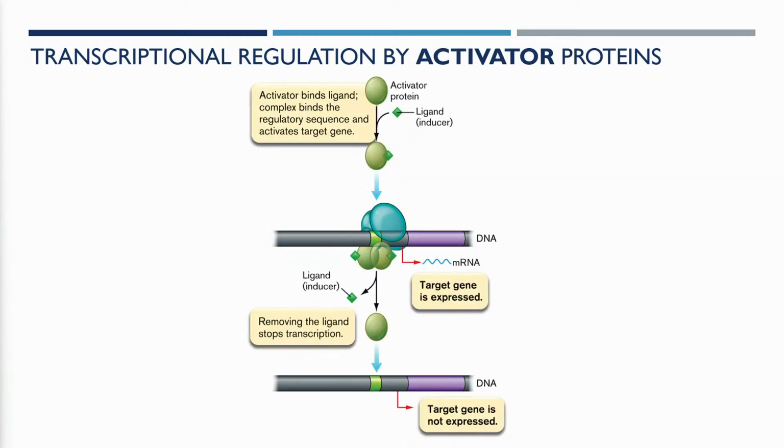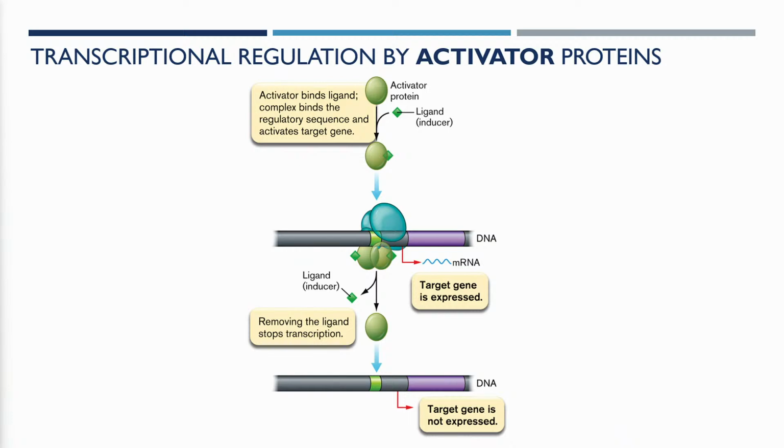Okay, so now we're going to talk about activators. Like I said, most activators bind poorly on their own, and they need an inducer ligand present. Here I'm showing you an activator protein in green and the ligand, which is the inducer. The inducer has to bind this activator protein, and when the intracellular concentration is high enough, it binds and we get expression of the target gene. When the concentration of this ligand is low, the activator protein is kicked off, and then the target gene is not expressed. So transcription stops.